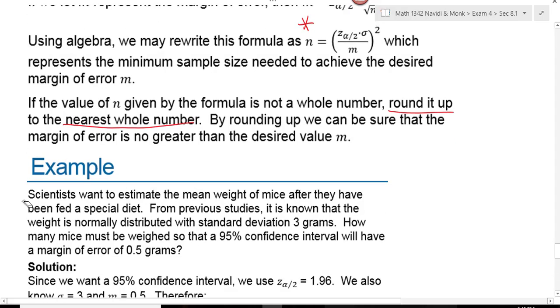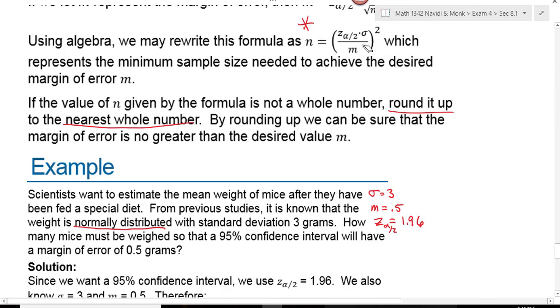In this problem, we're told that scientists want to estimate the mean weight of mice after they have been fed a special diet. From previous studies, it's known that the weight is normally distributed, so I can use the normal distribution and the z-scores, with a standard deviation of 3 grams, so I know that sigma is equal to 3. How many mice must be weighed so that a 95% confidence interval will have a margin of error of 0.5 grams? Because I have a 95% confidence interval, z sub alpha over 2 will be equal to 1.96. We've already gone over how we found that critical value for this level of confidence.